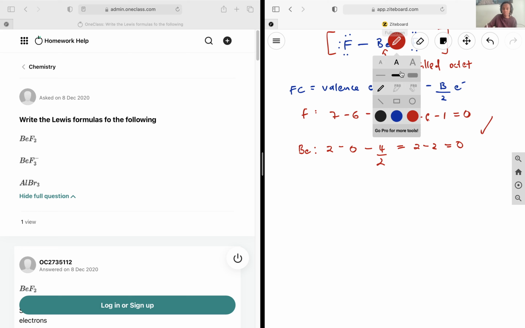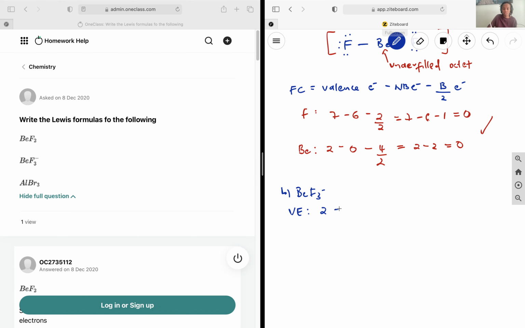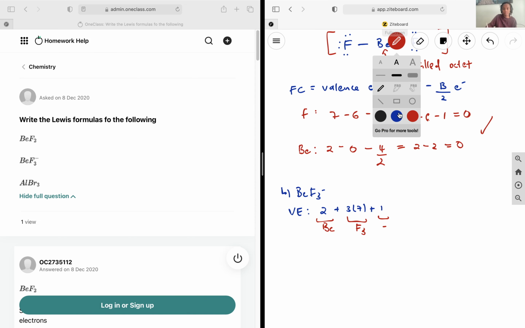Move on to the next one. That is BeF3 minus. Let's go ahead and count the valence electrons. So we have 2 from the beryllium plus 3 by 7 from the fluorines plus 1 because of the charge. Let's go ahead and label those. So this is BeF3 minus. And so that's just going to give us 3 plus 21. So we have 24 electrons to manage.